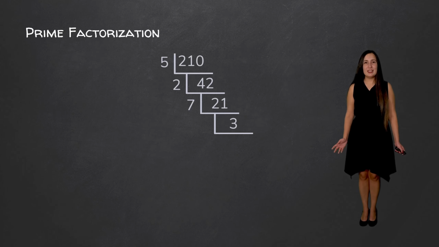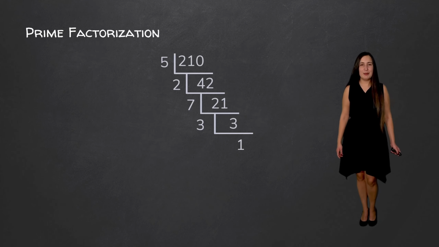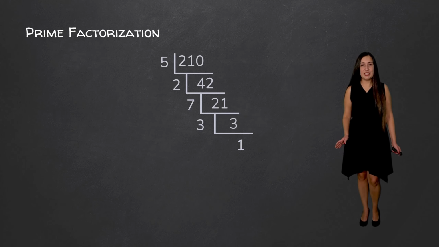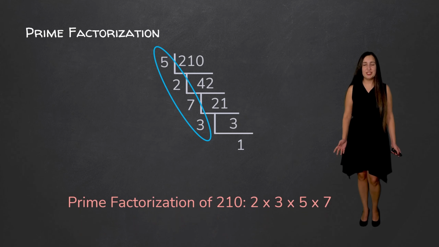Now we take the 3 and divide it by itself because 3 is prime. Remember that we have to end up with 1. We don't include 1 in the prime factorization because 1 is not prime, but we take these numbers off to the side. So the prime factorization of 210 is 2 times 3 times 5 times 7, and we ended up with the same answer. So that's how we find the prime factorization using the ladder method.